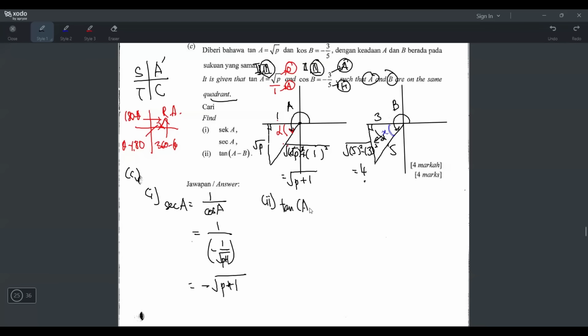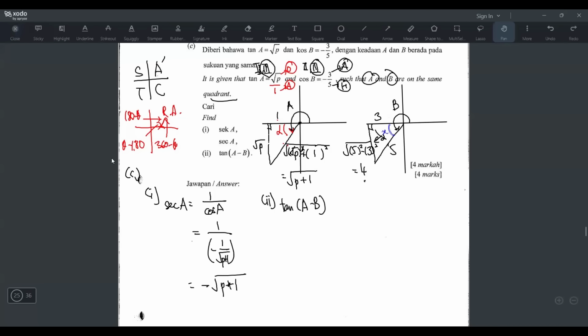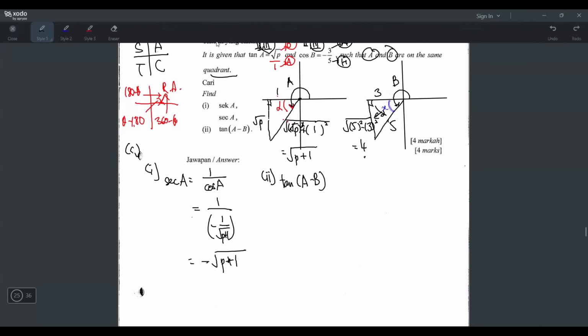Tangent bracket A minus B. Okay, for this, you have to use the tangent multiple angle, I mean the addition angle. Yeah, the addition angle for tangent, right? So let's write down the formula first. Tangent A plus minus tangent B, this is the formula, over 1 minus plus tangent A tangent B.